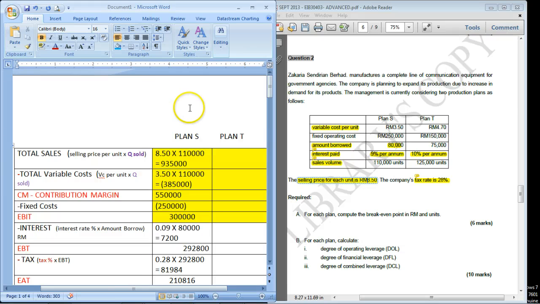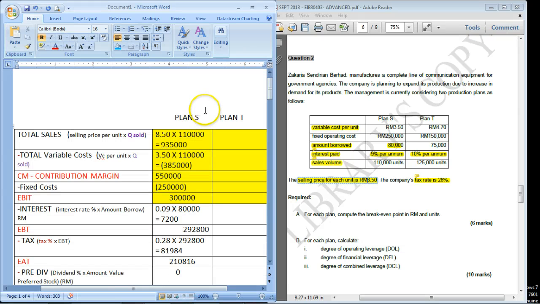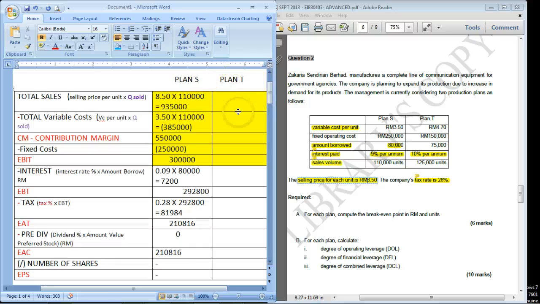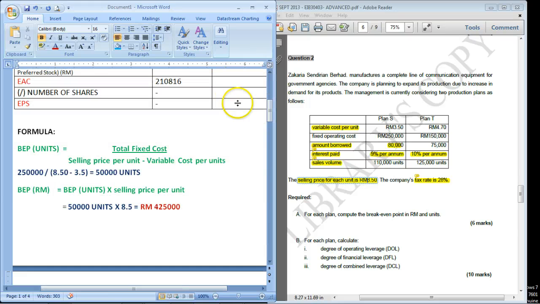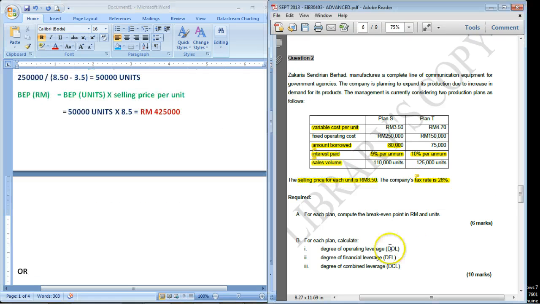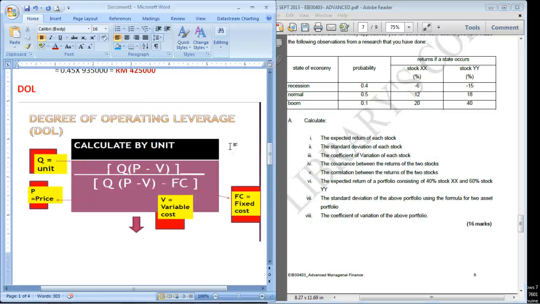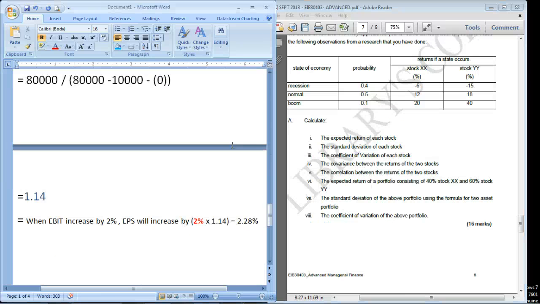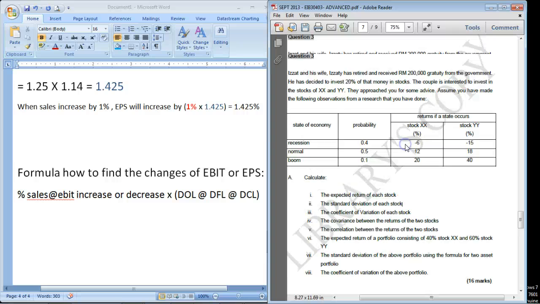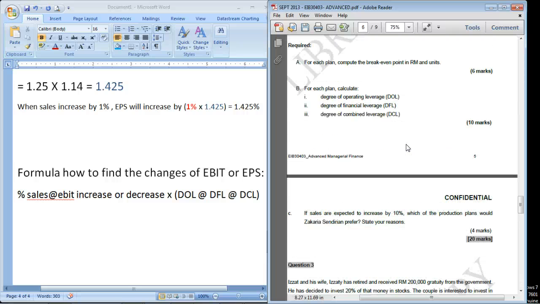Class, remember, please complete this tutorial using the final exam question, September 2013, question 2 part B. Please do the same thing for the other parts, because after you have calculated DOL, DFL and DCL and your changes, the effect, I have shown you just now the formula for the effect. Remember how to explain everything. You compare and then you need to choose which one you prefer.